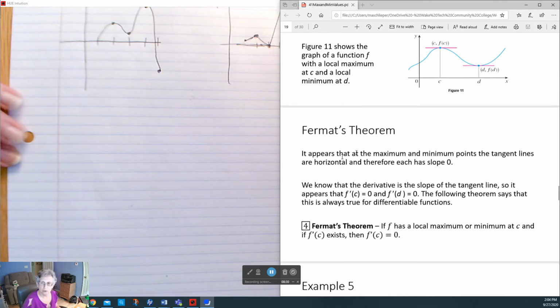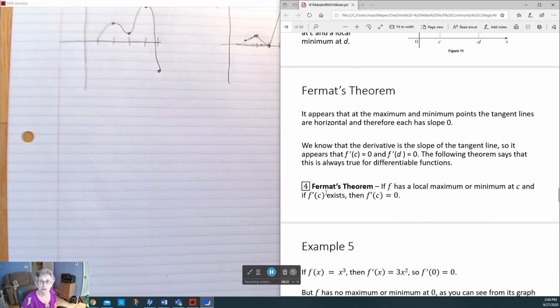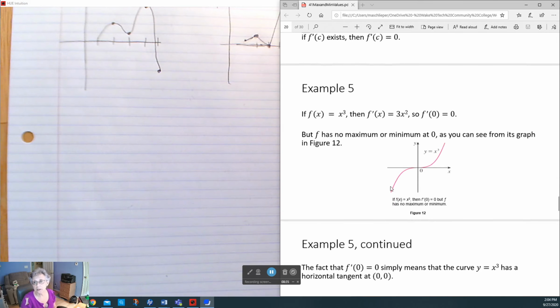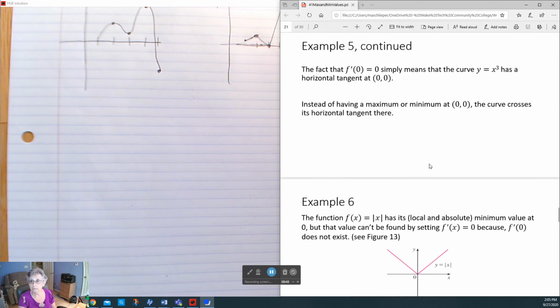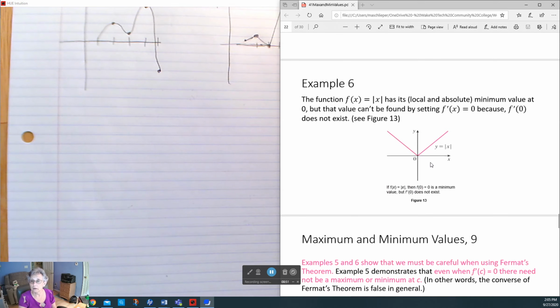So, if the derivative exists, it has to be equal to 0. But here is a picture that shows a horizontal tangent line with no max or min. It just flattens out and then keeps going in the same direction. Now, here's an example of one that has a min. Obviously, you can see the absolute value function has a min at 0, but the derivative does not equal 0 there. That's because it doesn't exist.